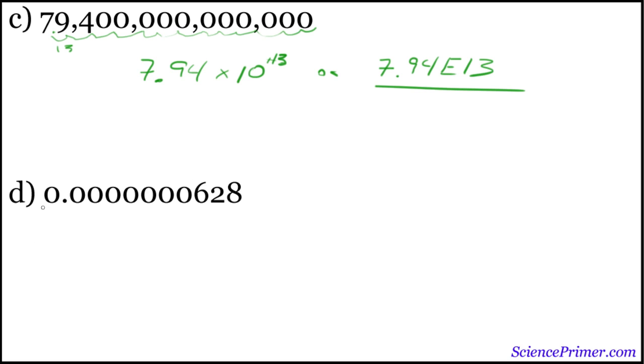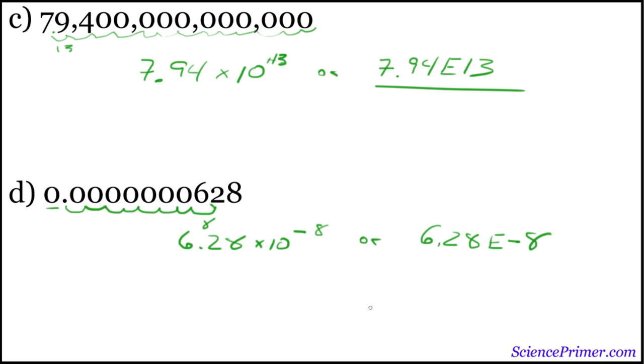Again, a much smaller number, lots of zeros, difficult to write. In scientific notation, we just make the decimal fraction, 6.28 times 10. We're less than 1, so it's a negative number. Count the number of places the decimal had to move. 1, 2, 3, 4, 5, 6, 7, 8. So the decimal place had to move 8 times, so it's 6.28 times 10 to the negative 8, or again, 6.28e minus 8.